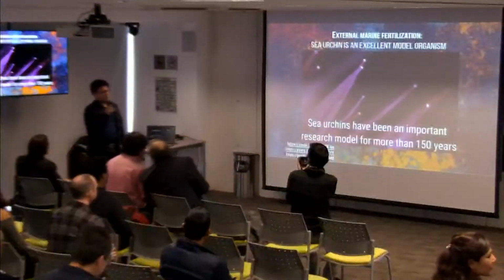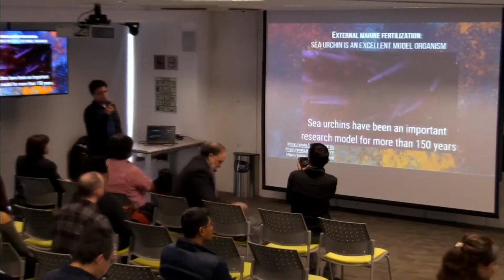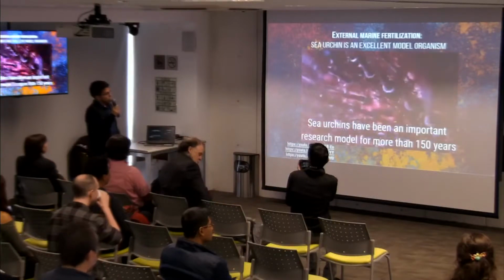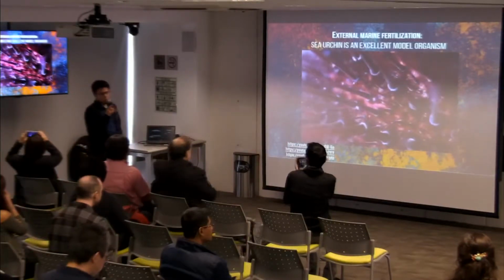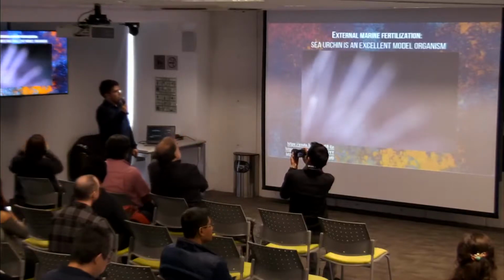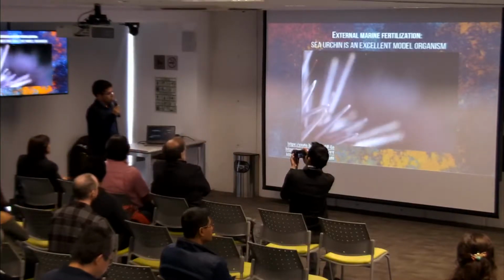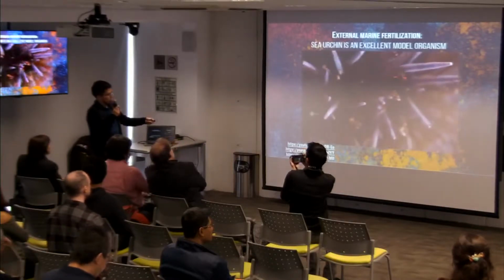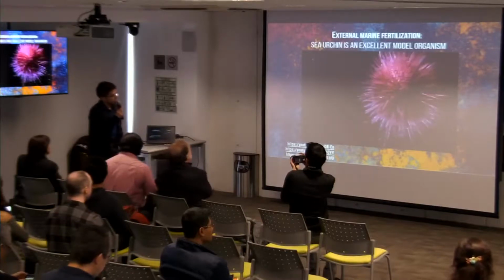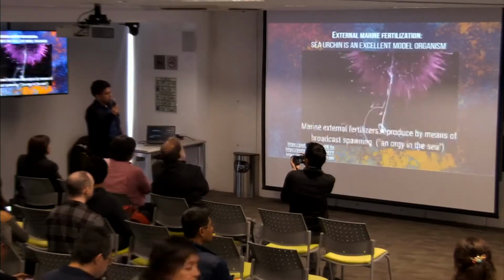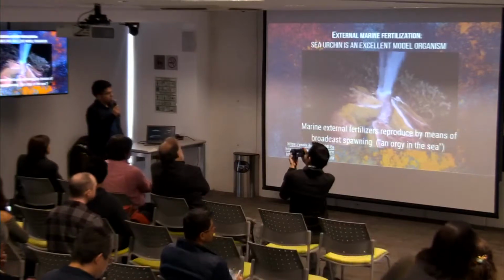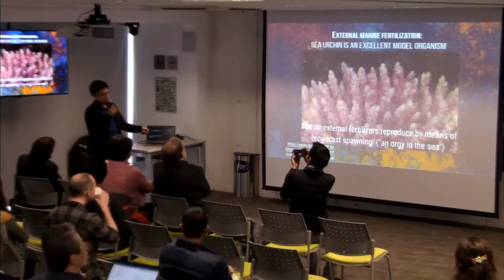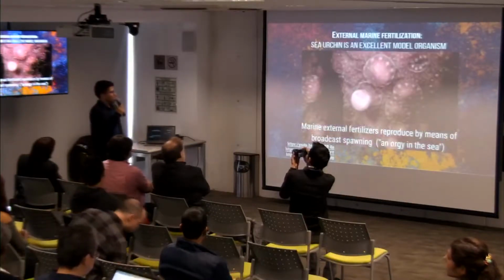We are studying external marine fertilization, especially in sea urchins. Sea urchins have been an excellent model for more than 150 years, and fertilization is no exception. This is one of the species, Strongylocentrotus purpuratus. And just like many marine species, they reproduce by broadcast spawning, which is no other than an orgy in the sea. So this is like marine porn.